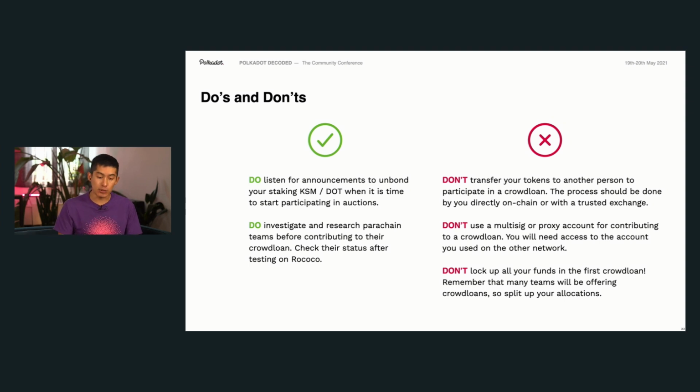And you absolutely want to investigate and research the Parachain teams before contributing to any of them. Remember that this is a completely open and permissionless process. So you could expect there probably will be teams with malicious intent out there trying to lock up your KSM in some not worthwhile auction.